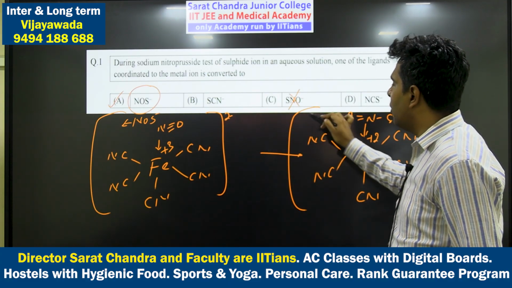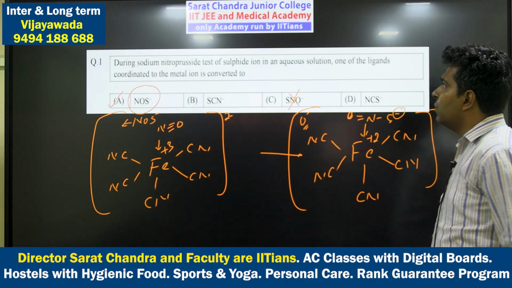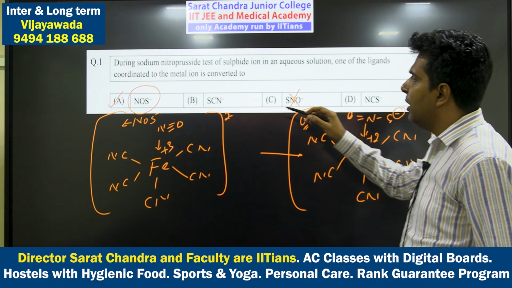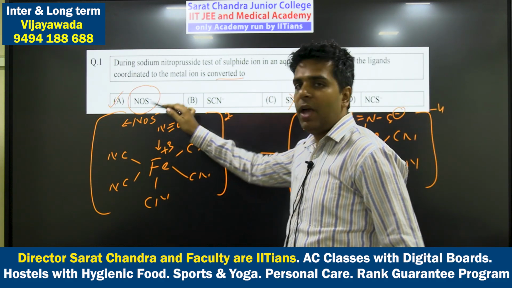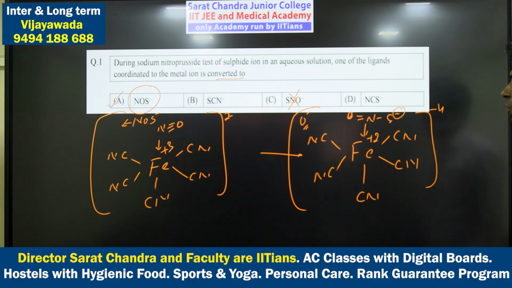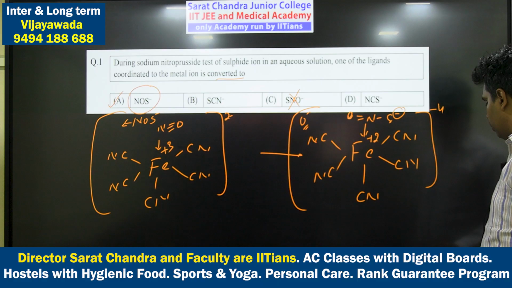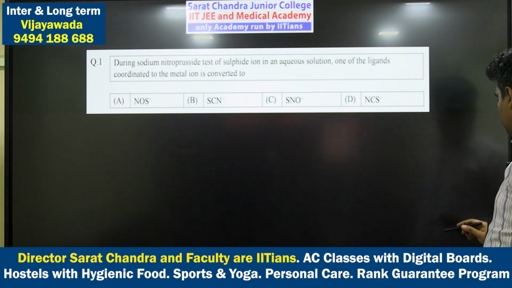Option C will not be correct because it shows the negative charge on the oxygen atom. So the ligand coordinated to the metal ion is converted into NOS minus. That is option A, which is the answer. So this was question number 1. Next question.